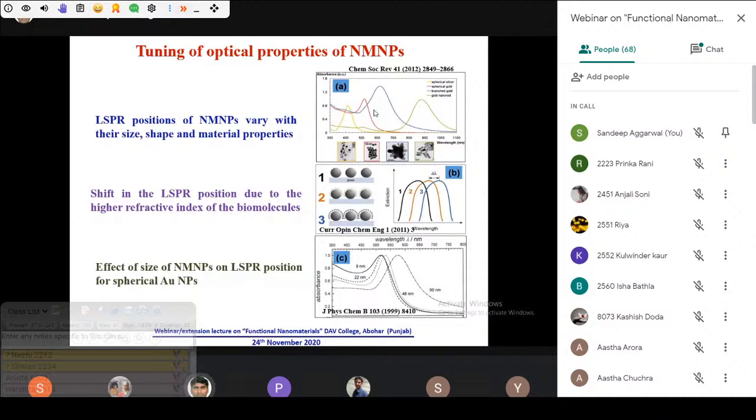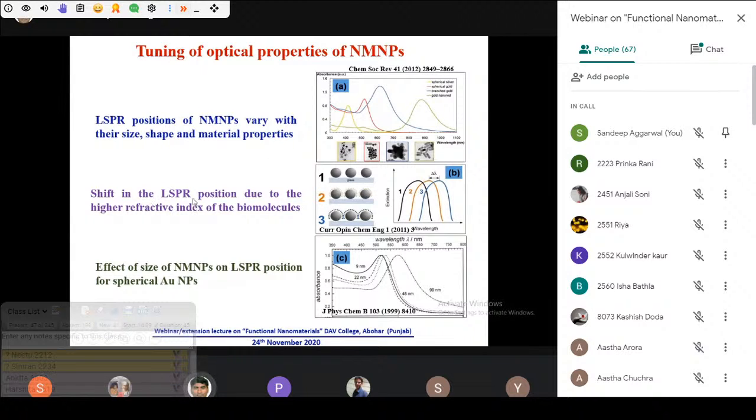How can we filter the wavelengths? We can use it in many optical instruments where we filter the wavelengths. So this could be nanoparticles. If we have the nanoparticles, we can use them for those purposes.